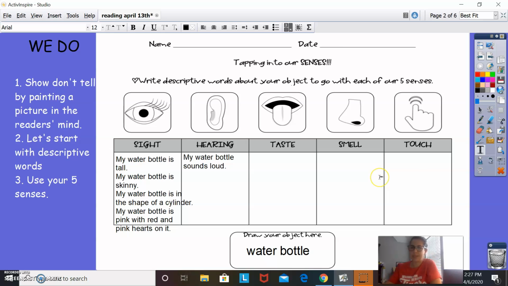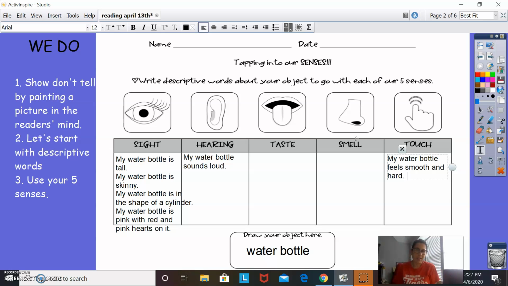Smell. Let me see. It doesn't really smell like anything, so I'm going to skip that one. Now I have my sense of touch. So as I touch my water bottle, it feels smooth and hard. So I'm going to write a complete sentence explaining that. My water bottle feels smooth and hard.